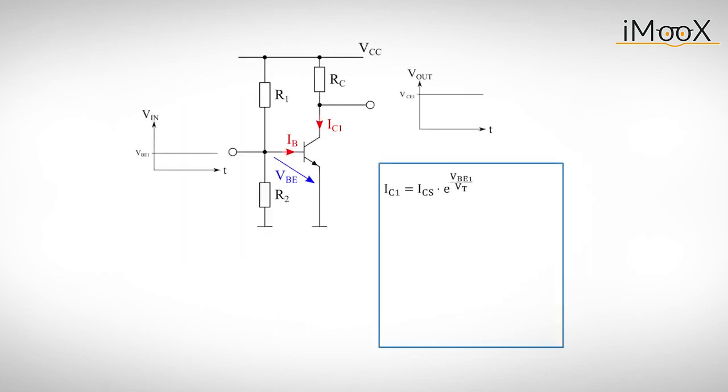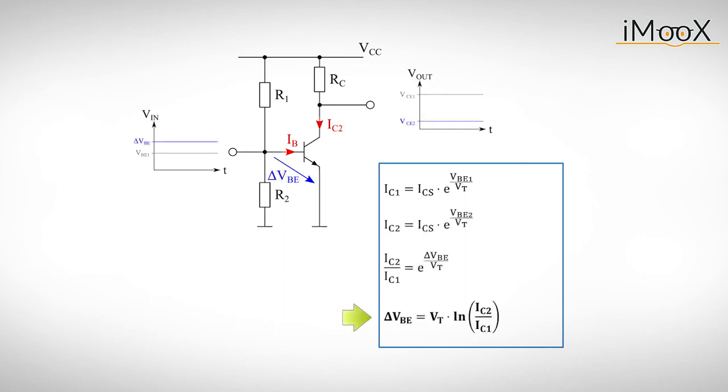From this equation, we can derive a simple but very handy ratio rule. We can calculate the collector current for an arbitrary base emitter voltage VBE. Next, we will raise the base emitter voltage by a value of delta VBE and calculate the current again. If we divide the second current by the first one, we get this equation, which we can then rearrange to get delta VBE.